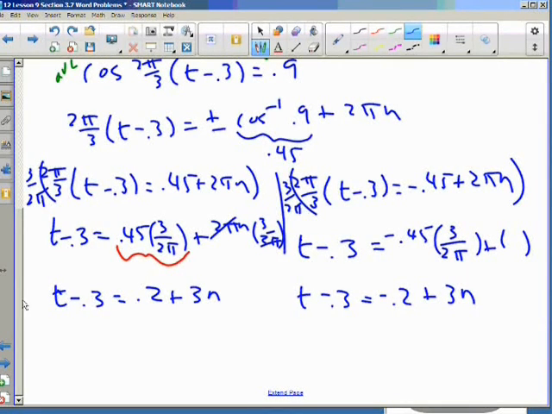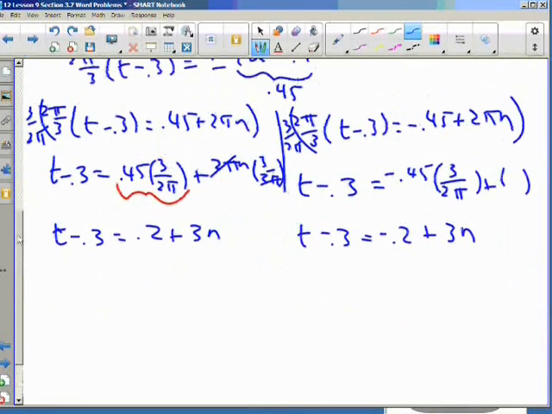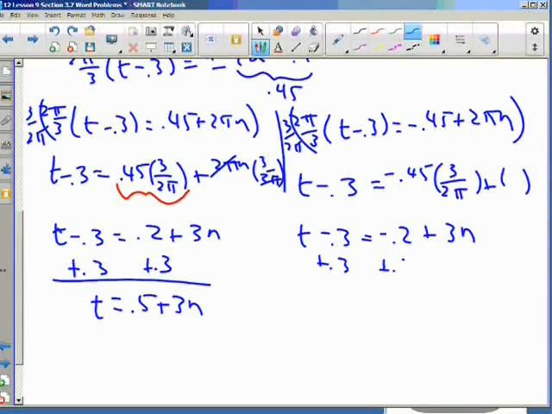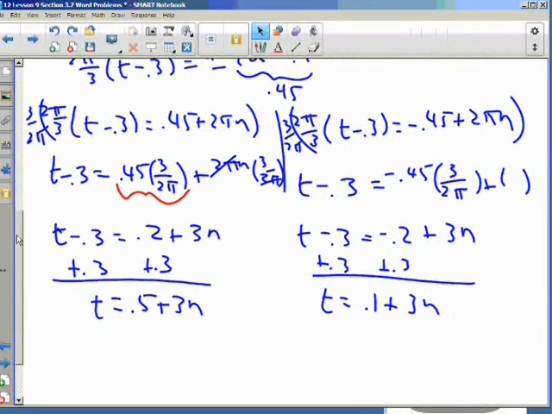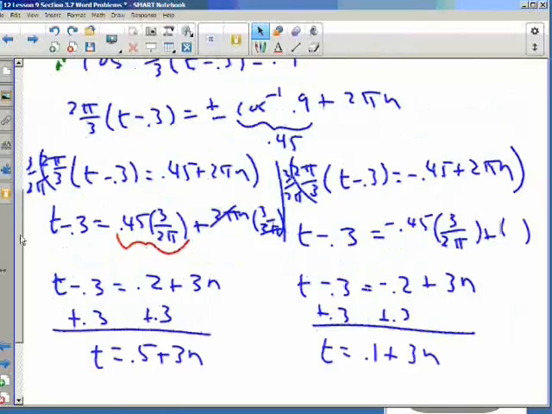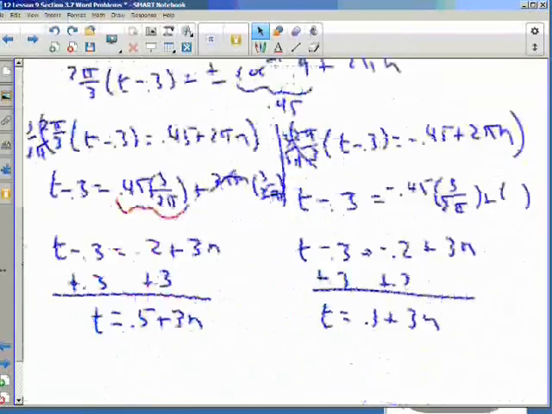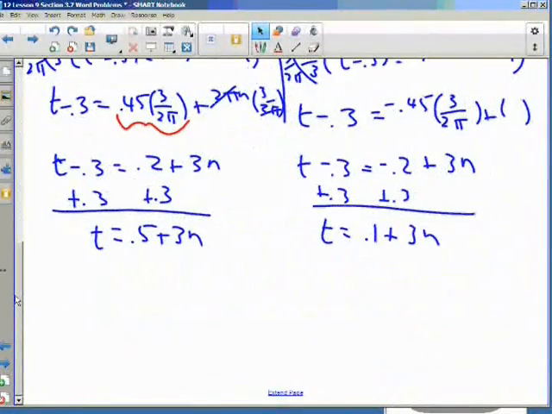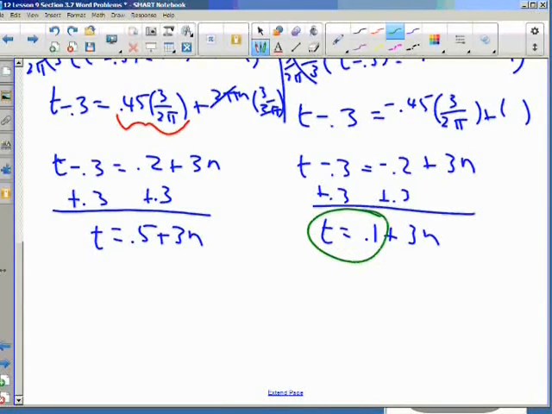And to finally solve for t here, adding the 0.3 to both sides, I get two starting values here, a 0.1 and a 0.5, and I wanted the first positive value. So my first positive value is going to be t equals 0.1 seconds.